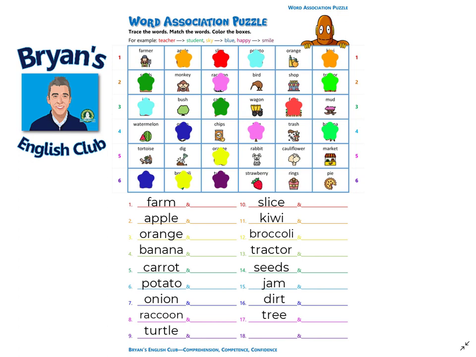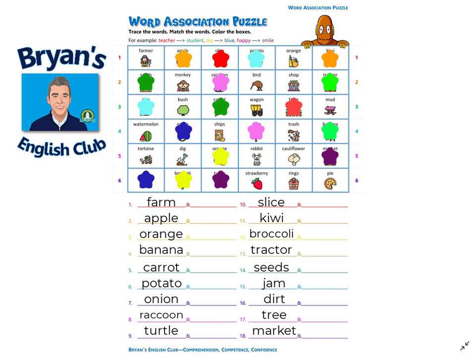And finally, number 18. Market. M-A-R-K-E-T. Market. Color the market picture box purple.